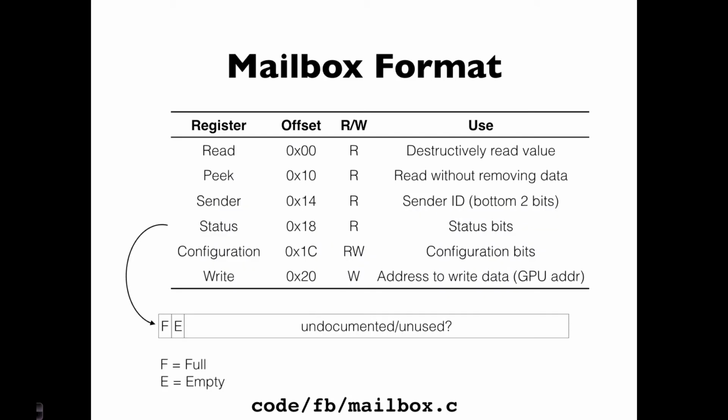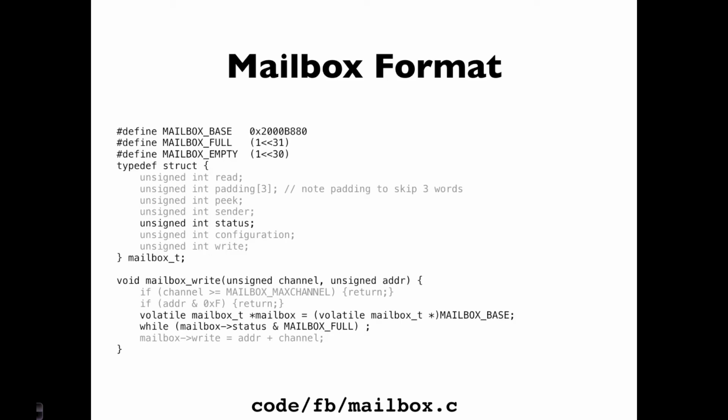Here's the format for this. You've got a read value. If you read from this value, it destructively reads. In other words, it resets it. You can also just peek at it if you want to. It's got some other ID and some configuration information in here. It's also got these 2 bits we care about. The rest of this word is just kind of whatever. We don't know what it is. It's undocumented. If you can figure out how to use it, great. I don't think it might do anything. We don't even know. They don't tell us this. And this is from that mailbox.c program where we already saw a little bit of that. Okay, that's how the mailbox works.